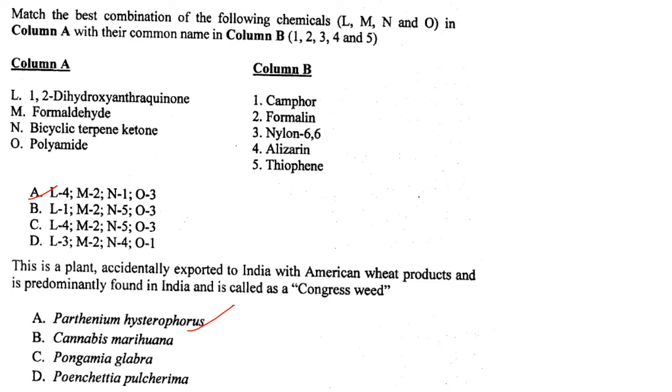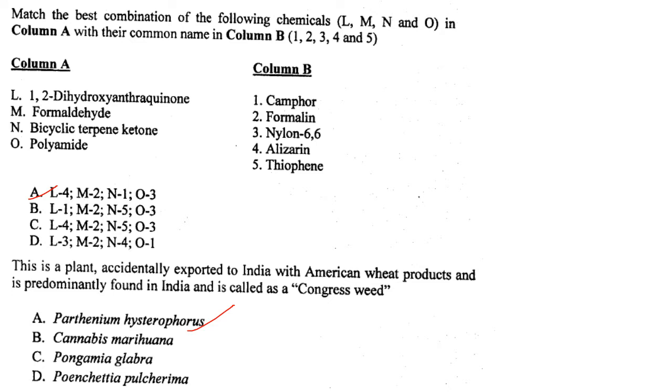Then formaldehyde. Formaldehyde is formalin, M2. So again, a tie-up between A and C. Then next one, bicyclic terpene ketone, that is camphor, N1. So answer will be option A. But we'll see the other option also. That is polyamide, O3, is nylon 6-6. So answer is option A, L4, M2, N1, O3.